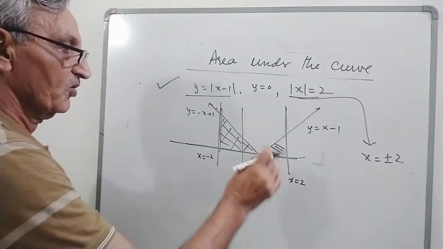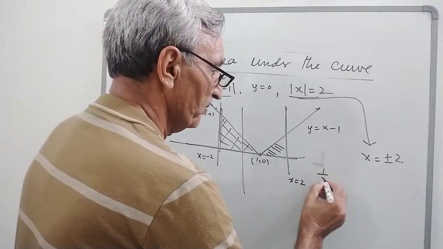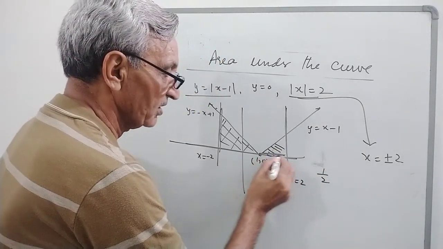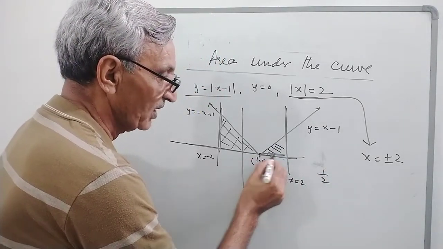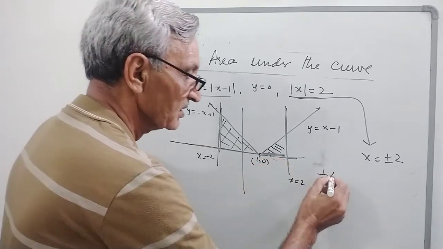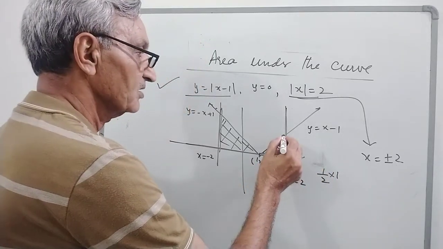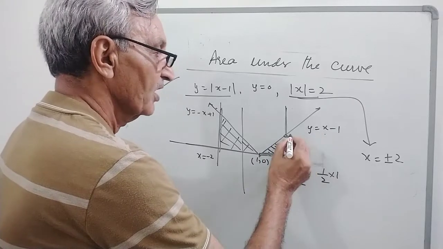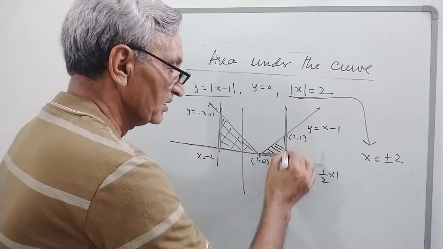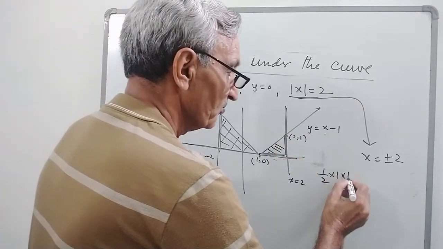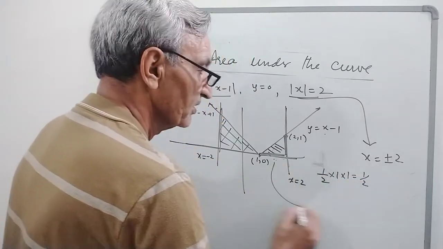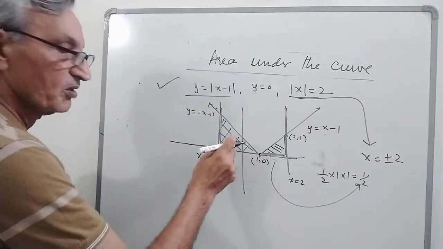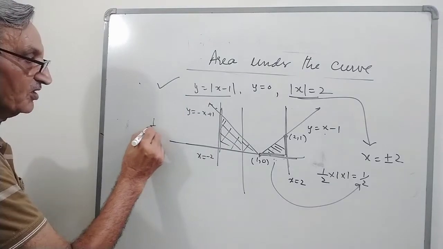Well friend, I got two triangles, half into base into height. This base is equal to 1, because here x is equal to 1 and x is equal to 2, so this distance is equal to 1. When x is equal to 2, y is equal to 1, so this height is equal to 1. So this area is equal to half. What about this area? Half into my base.